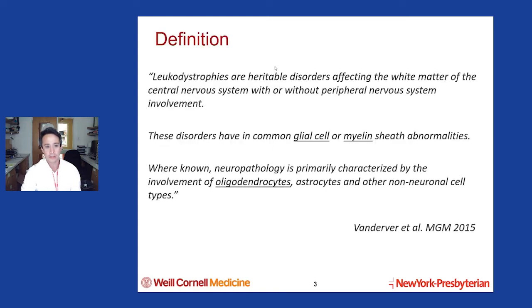So just to give some definitions, the leukodystrophies, they're heritable disorders that affect the white matter of the central nervous system, and they can have peripheral nervous system involvement. They're traditionally understood to have glial cell or myelin sheath abnormalities. And where we know about the neuropathology, it's really oligodendrocytes, astrocytes, anything that's non-neuronal, microglia for that matter.